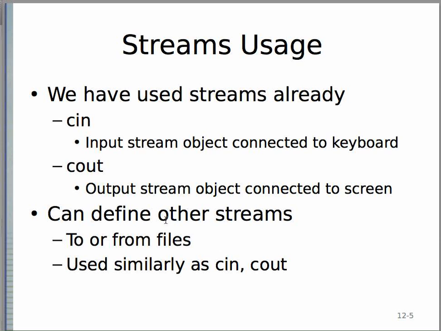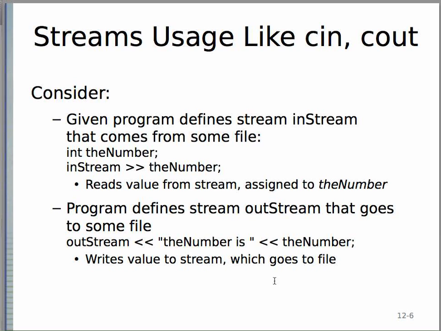We can define other streams, to or from files, to or from network connections. We're probably not going to do that this semester, but it's not that hard to set up, and these are used similarly to cin and cout. So let's say we have a program that defines an input stream that comes from some file. What can you do with it? Let's say you have an integer. You can read things from the input stream into that number. So let's just set up a simple example.